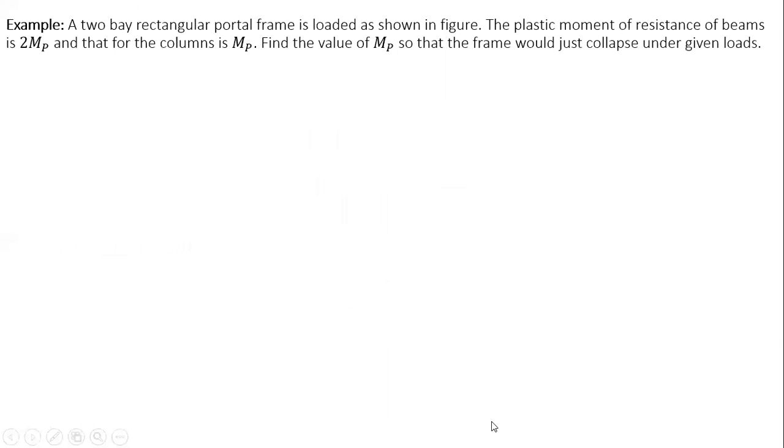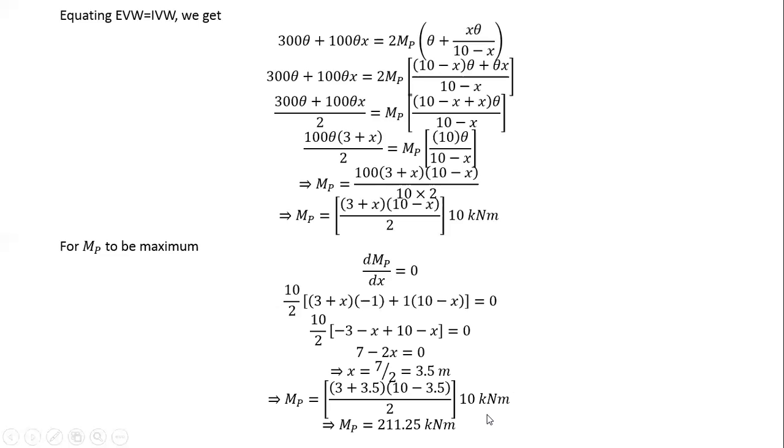Now this is 211. So what is the maximum value here? So this comes out as the maximum value among the various beam mechanisms, sway mechanism in the combined method. So this is the plastic moment capacity of the frame.